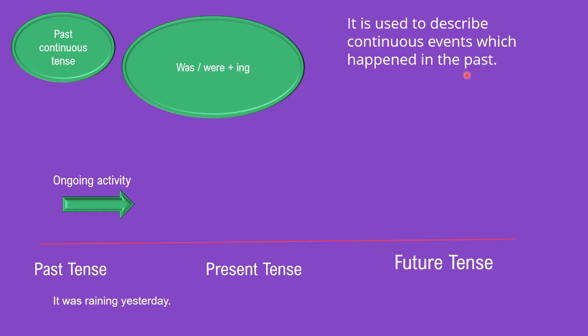And how do you frame a sentence? With which helping verbs? You use was or were depending on your subject, singular or plural, plus the ing form of the verb. Here the main verb is rain. Ing makes it raining. I think it is very simple. I don't need to go into detail here.